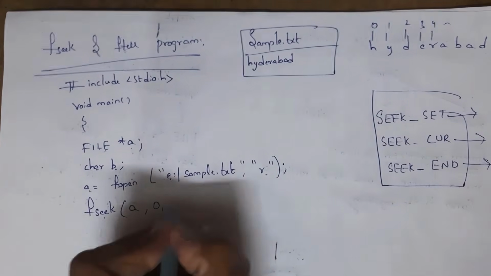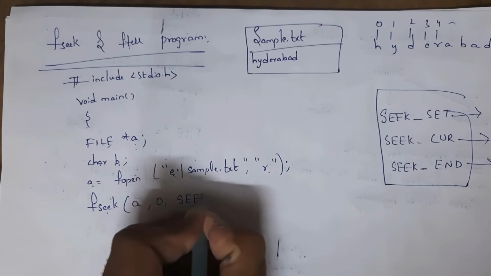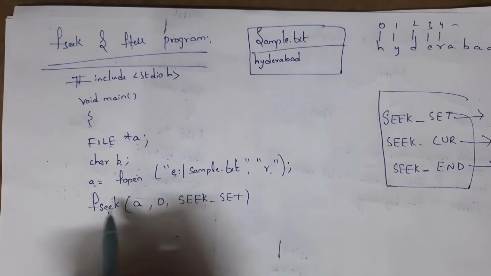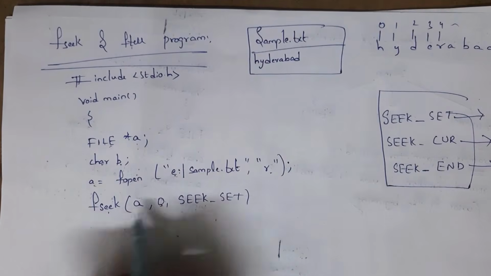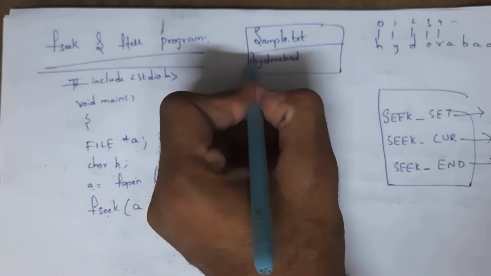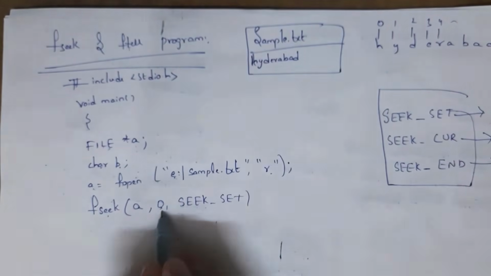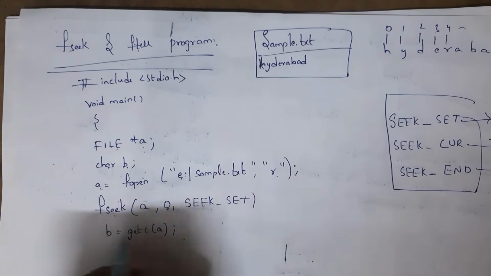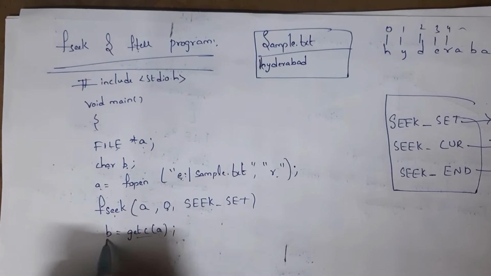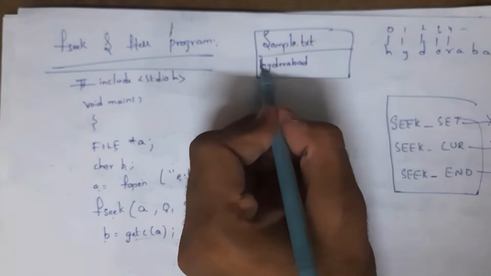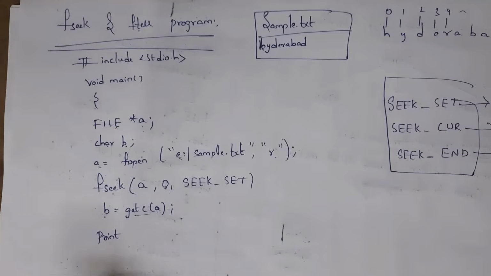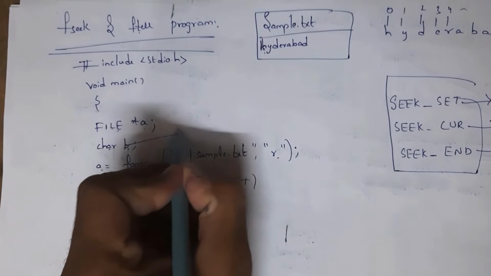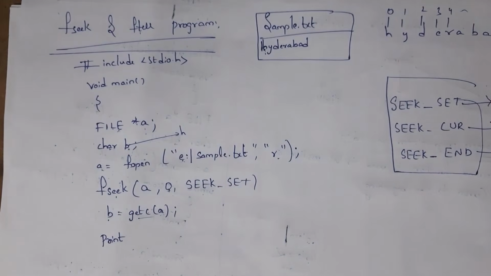So at first I wrote here SEEK_SET, SEEK underscore SET. We need to write this in capital letters. Whenever I write this line of code, then my cursor is placed at first position, because I wrote here 0. After that I need to write here B equal to getc of A. That means I am placing a single character into variable B. I am placing a single character, that is H, into variable B. Whenever I write this, the first character H is placed in variable B. Now this variable B contains character H.